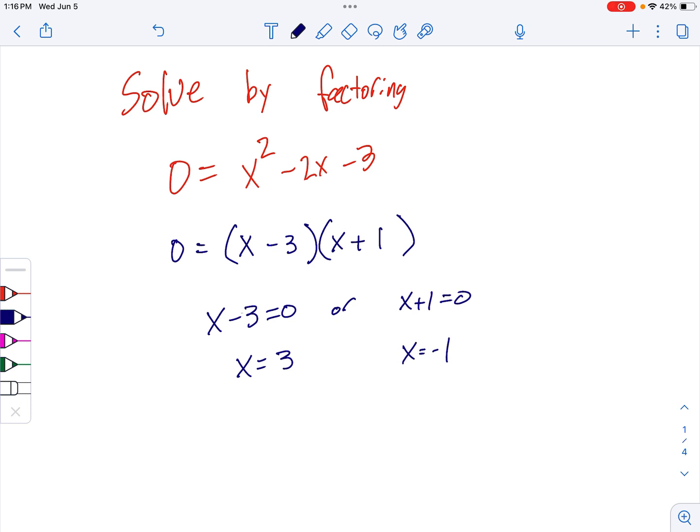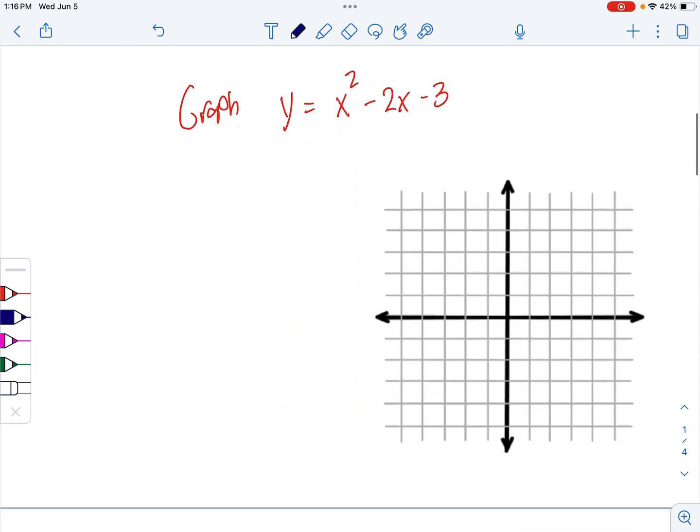Now the reason we're starting with that is because we're going to look at the same problem, and I'm going to show you today a new way to solve x squared minus 2x minus 3, or any quadratic equation, and that is by actually graphing it. So let's take the exact same function, and now let's graph it.